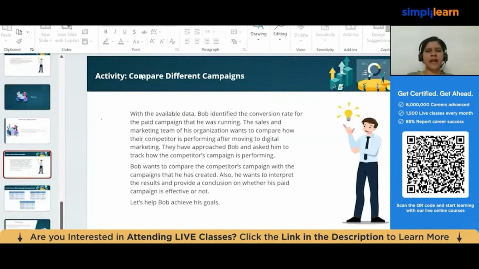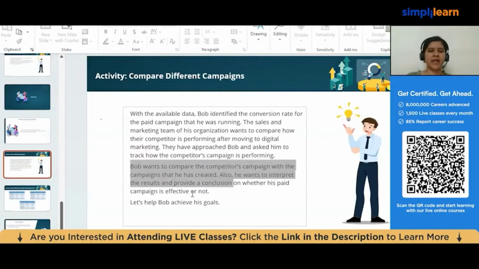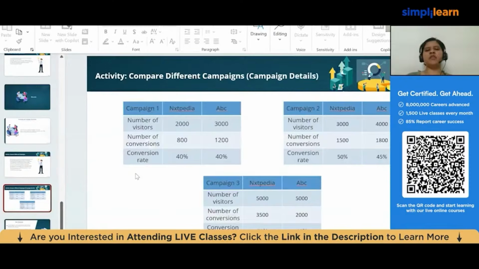And for this kind of question, comparing different campaigns, they'll give you data like this. Now, this is the last part of our activity today. So what does this say? With the available data, Bob identified the conversion rate for the paid campaign that he was running. The sales and marketing team of his organization want to compare how their competitor is performing after moving to digital marketing. They have approached Bob and asked him to track how the competitor campaign is performing. Bob wants to compare the competitor campaign with the campaign that he has created. Also, he wants to interpret the result and provide a conclusion on whether his paid campaign is effective or not. Now, for that, the data would be shared like this.